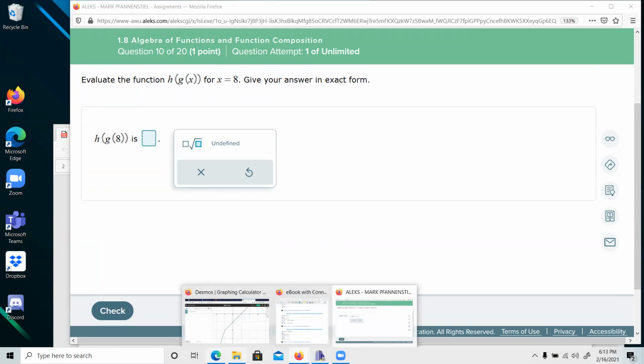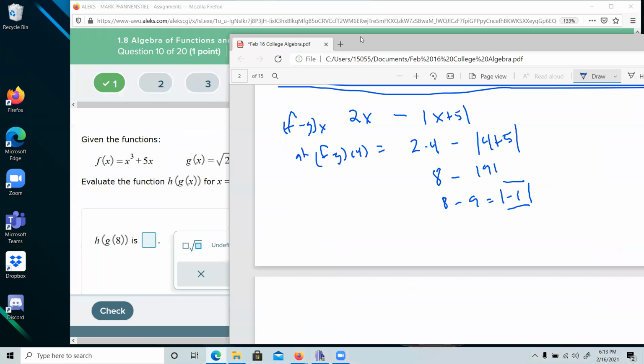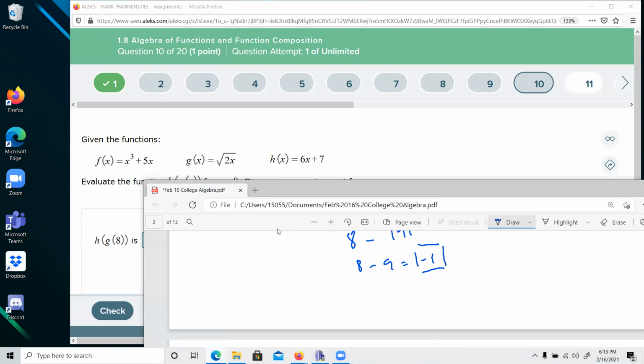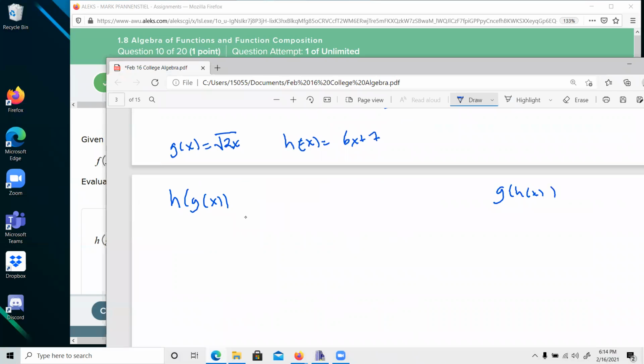All right, function composition. Of all the things that we can do with function notation, this is probably the hardest one. Okay, so we have g and h here. g of x is the square root of 2x. h of x is equal to 6x plus 7. And we want h of g of x. I'm also going to ask you what g of h of x is. Okay. Now, what's going on here?